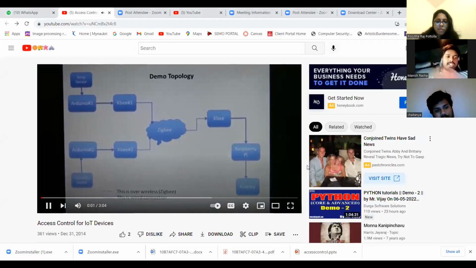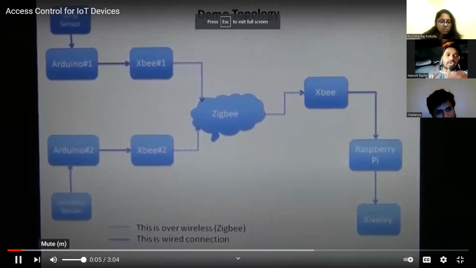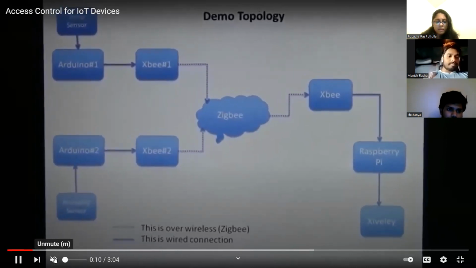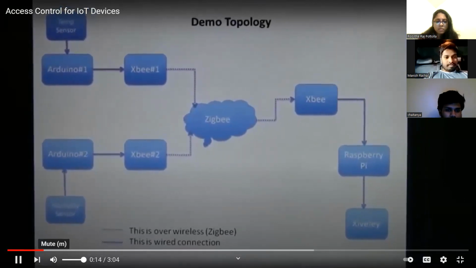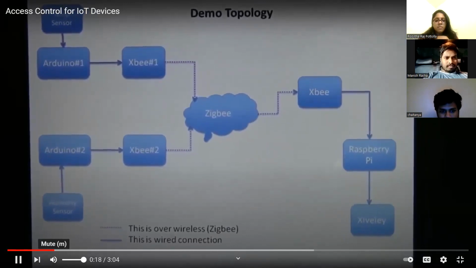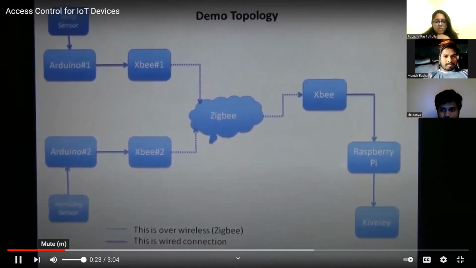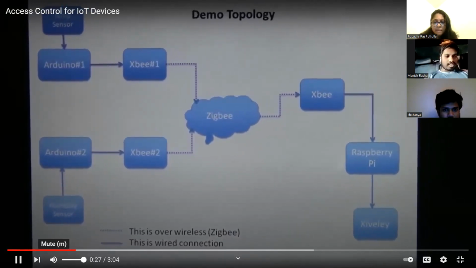So here it shows the access control for IoT devices with a demo topology. See, this is how it works. On the audio also. I'm not able to listen.